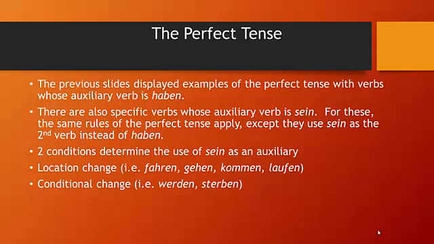Okay, so think of it this way. If there is a change in location, for example, if you change your state of being from point A to point B, then use sein as the helping verb. If there is a conditional change, then use sein as the helping verb. So what verbs would fit these conditions? Let's have a look.